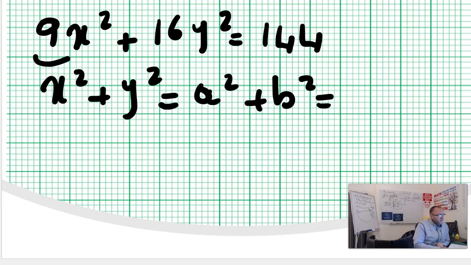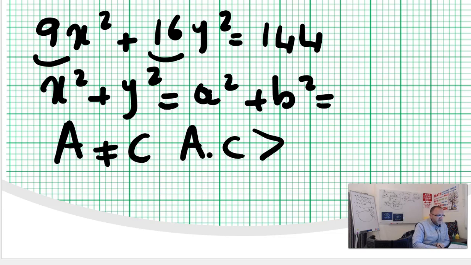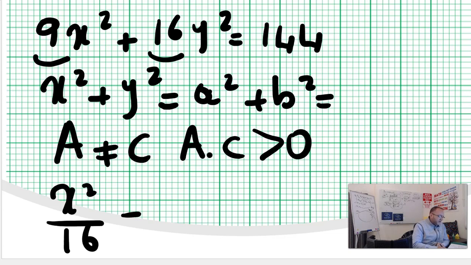First, remember the general formula of a conic section. A is not equal to c, so that's good. And a times c is more than 0. The product is positive, so that's an ellipse. And if I divide everything by 144, what do I get? I get x squared divided by 16 plus y squared divided by 9 equals 1. Because 9 times 16 equals 144. Okay?